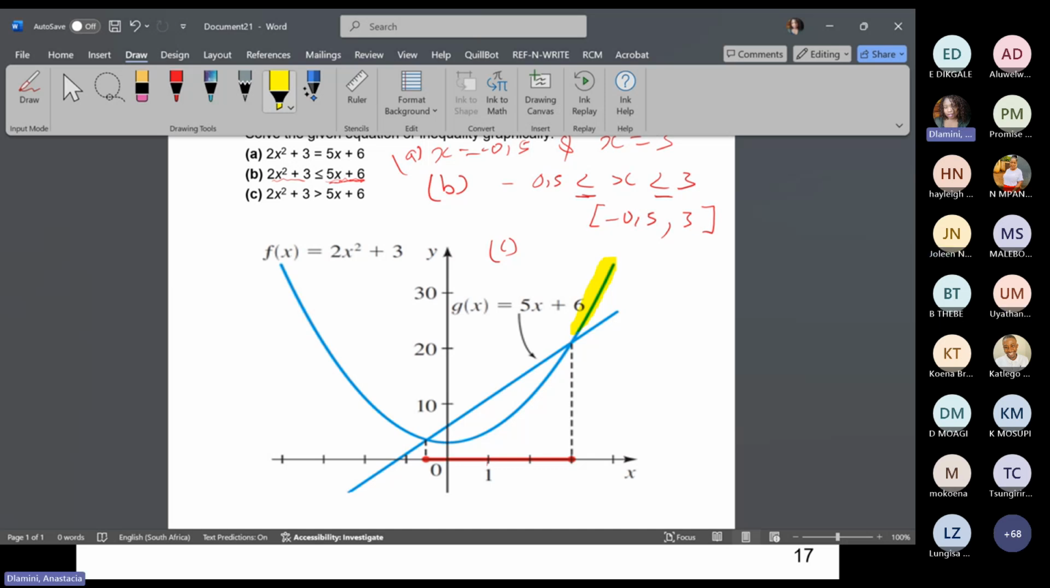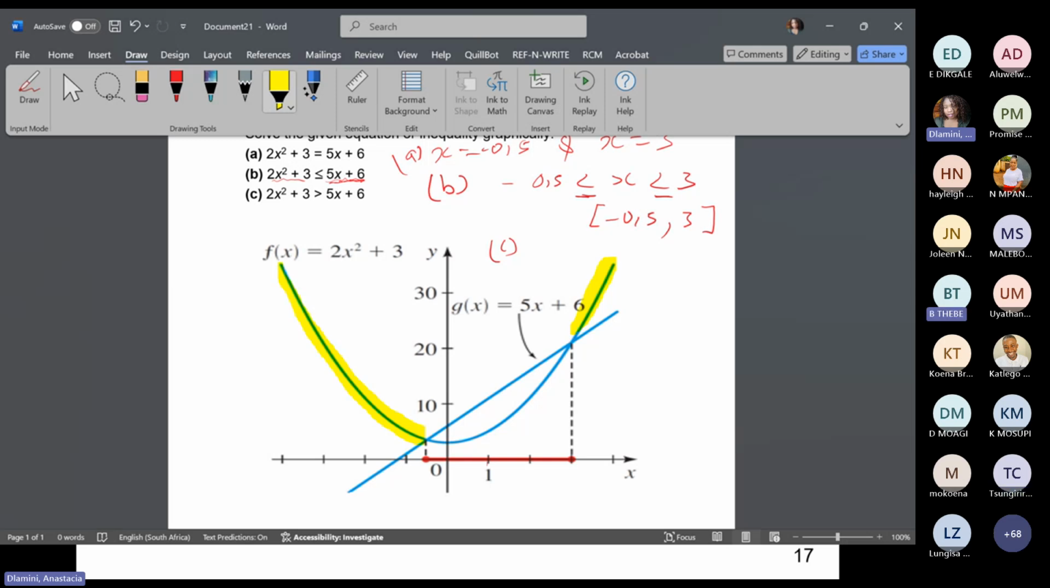When we read in maths, we always start from the negative side when we read graphs. So we're supposed to do what? Up to a half. Do you see that, guys? Are you seeing that?